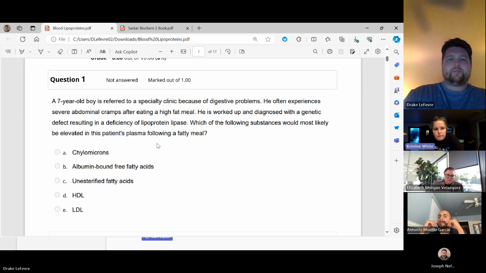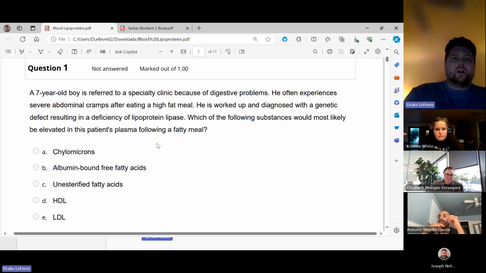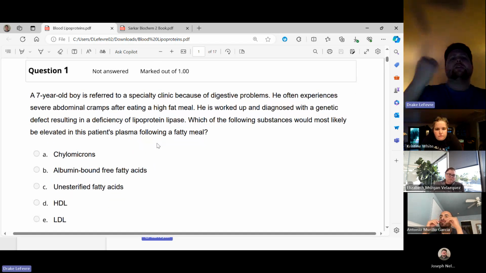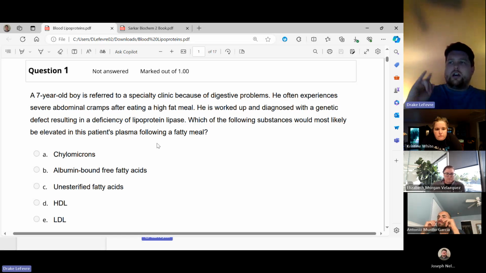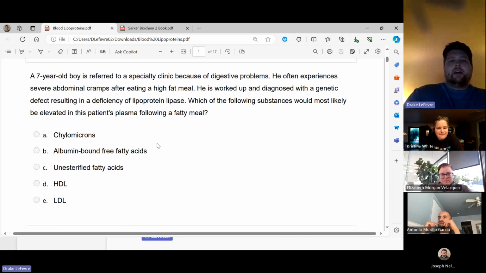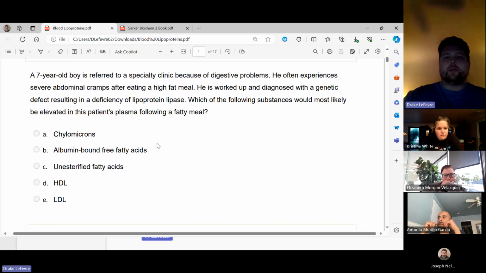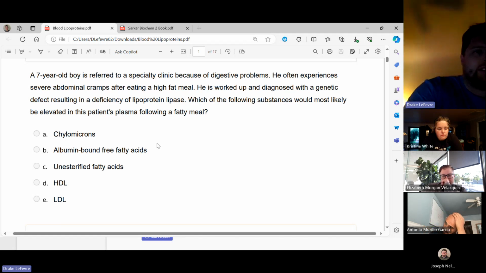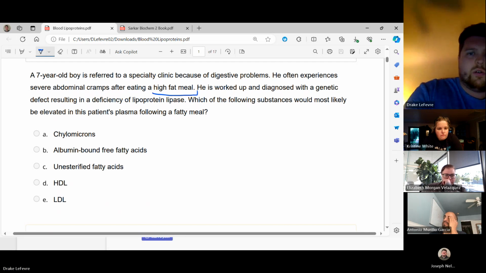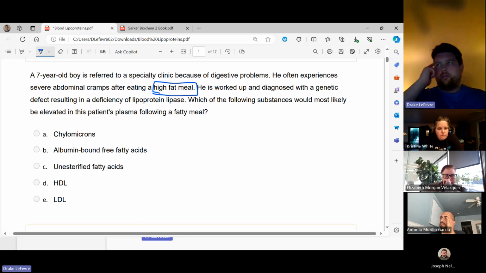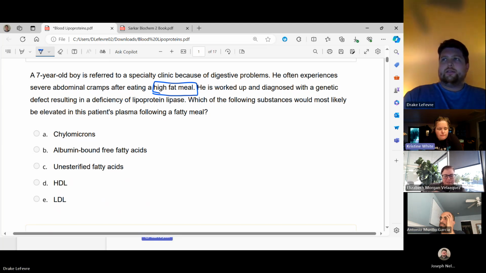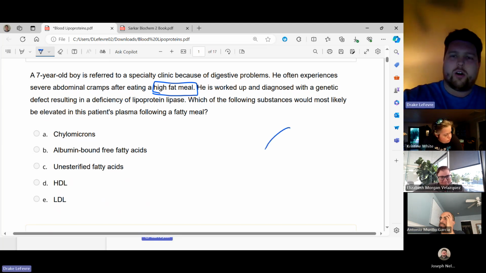Sound good? Yep. Okay, we're gonna start through, and there is a little bit of overlap from the cholesterol stuff. So, Chris and Elizabeth, help us out as much as you can, and we'll get through them. Okay, a 7-year-old boy is referred to a specialty clinic because of digestive problems. He often experiences severe abdominal cramps after eating a high-fat meal. If we see that high-fat meal, what organ pops into our brain when we talk about eating fat? Gallbladder. Yeah, our gallbladder.